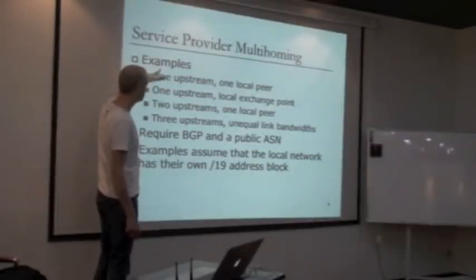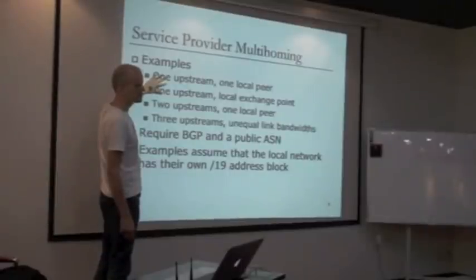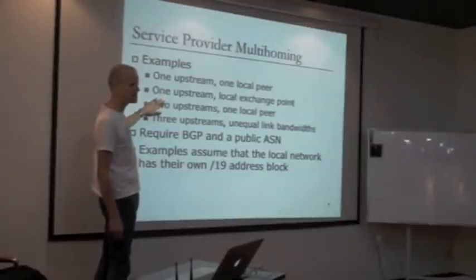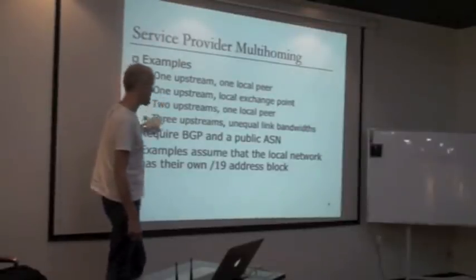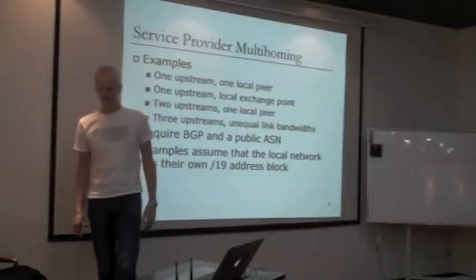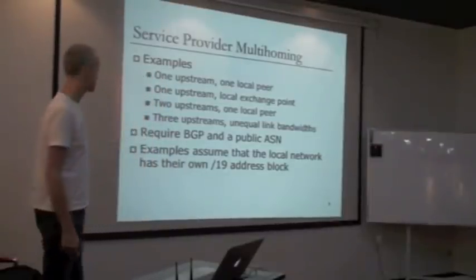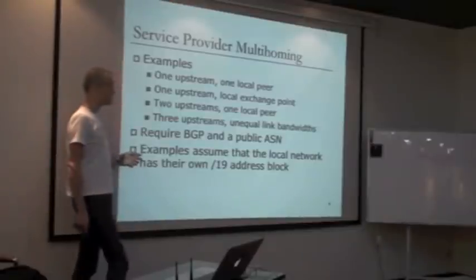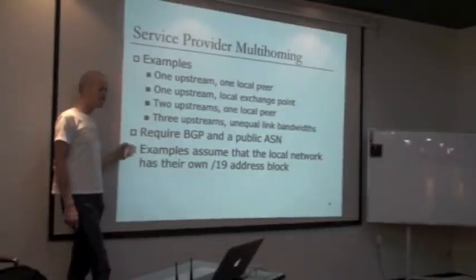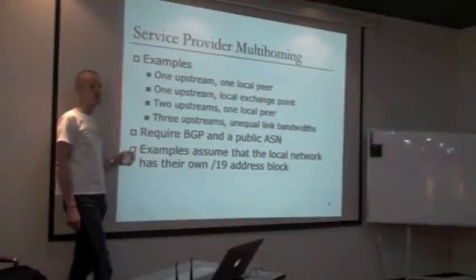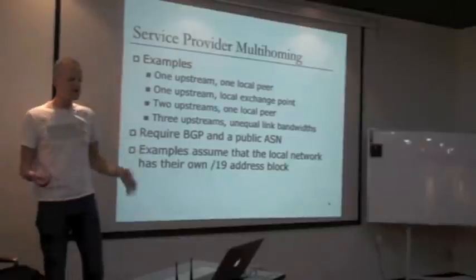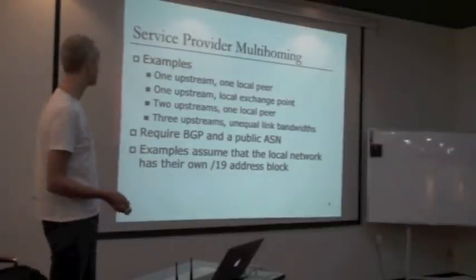All right, so these ones are fairly typical in a small economy. This gets more common when you want to have two upstream providers, so we show you how to do that. I put one local peer in just as an example, it's not needed. All of these examples assume that the local network has their own /19 address block. So each example has a /19 address block. I just had to pick an address block to use for examples.